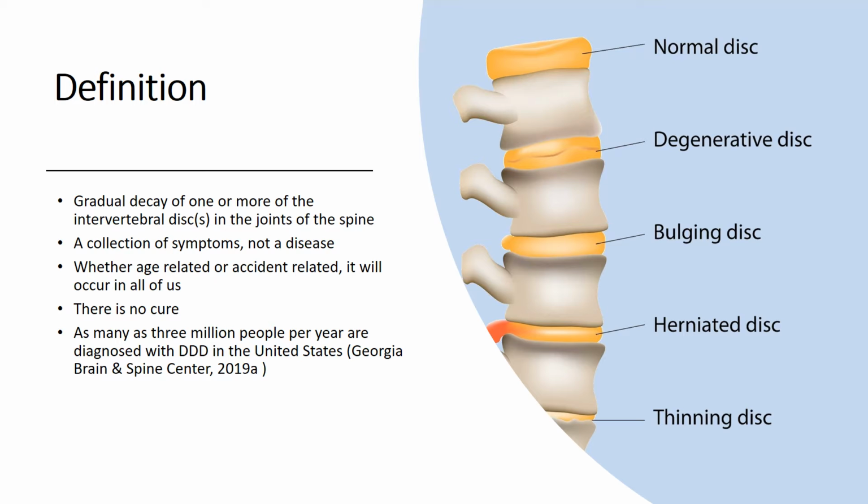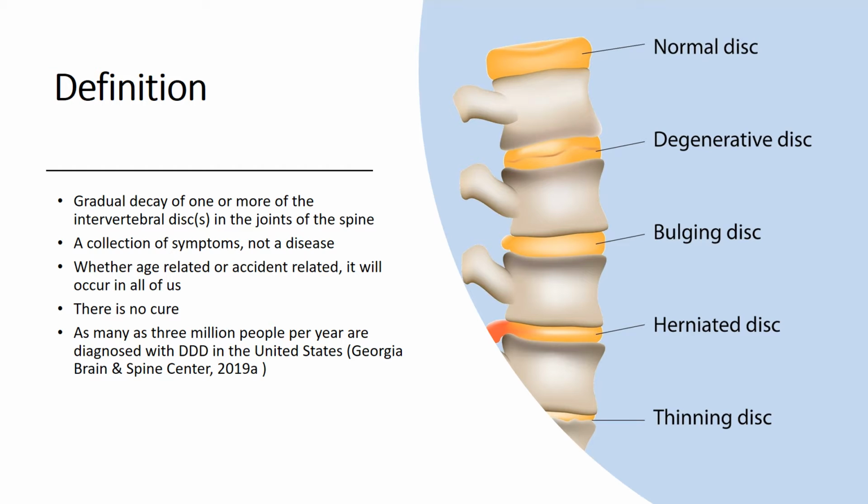The definition of DDD is the gradual decay of one or more of the intervertebral discs in our fibrocartilaginous joints of our spine. Our intervertebral discs are composed of three parts: the nucleus pulposus, annulus fibrosus, and the cartilage end plates. The nucleus pulposus contains water and a gel-like fluid of greater viscosity. The annulus fibrosus, being of tougher composition, surrounds the nucleus pulposus.